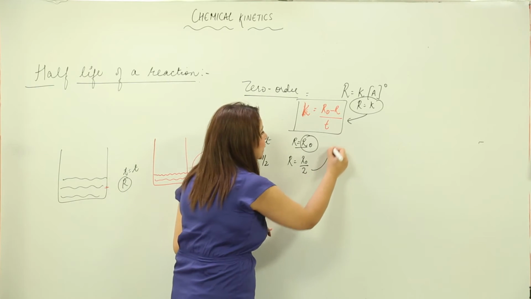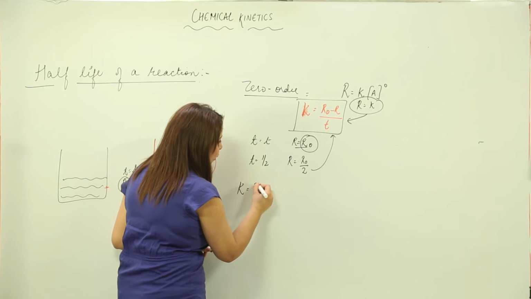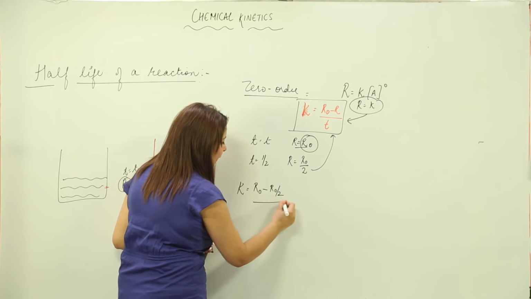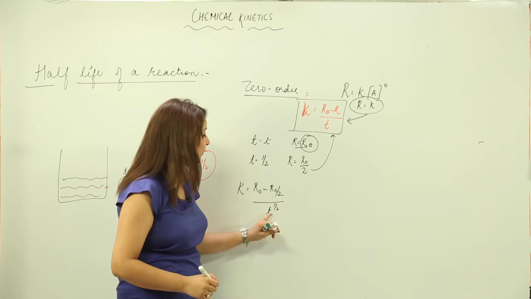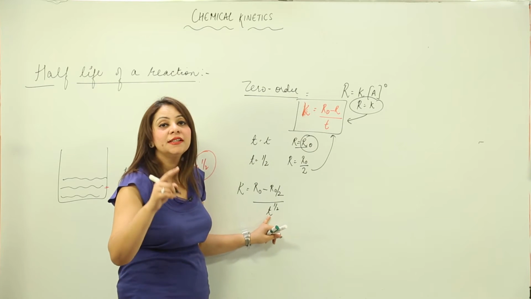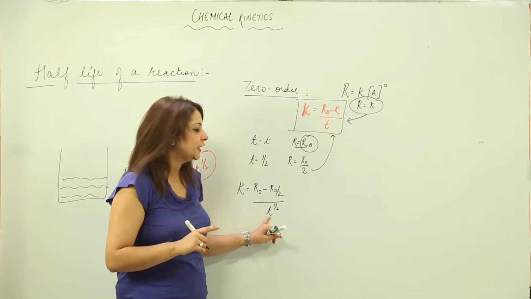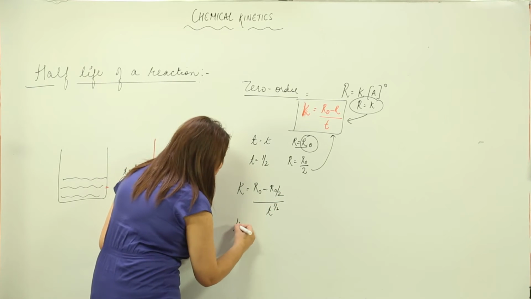Now, I am going to put this value here. After putting the value, K is equal to R naught minus R naught upon 2, divided by time, and we are looking for this when the time is reduced to half. So, I have put T as T half, that means the half time which will be taken to reduce the concentration to half of its initial concentration. I will just simplify the equation.